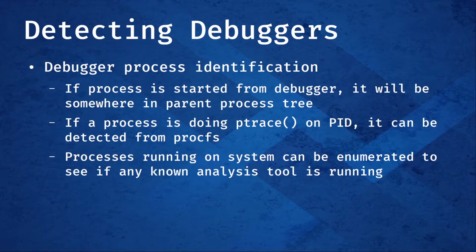Or if our code is started from inside a debugger, generally the debugger process will be somewhere in the parent process chain from our own process. So we can start from our own PID, then we can check who is our parent, then who is its parent, and so on, and somewhere in the chain that debugger process will be there.